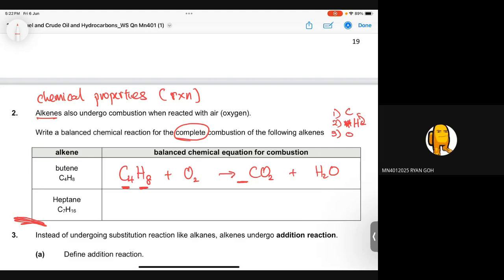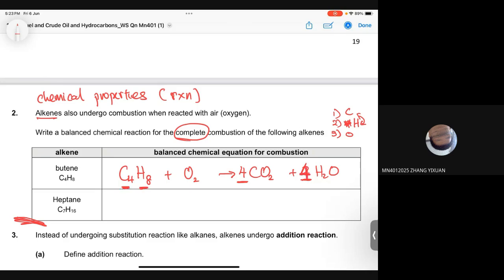How to balance carbon? What would you do, Ryan? I'll put 4 in front of carbon dioxide. Okay, next Yishuan, help me. What would I put in front of the water? Put 2? I want to balance hydrogen. No, 4. So I'm going to put a 4 here so that I also have 8 hydrogens.